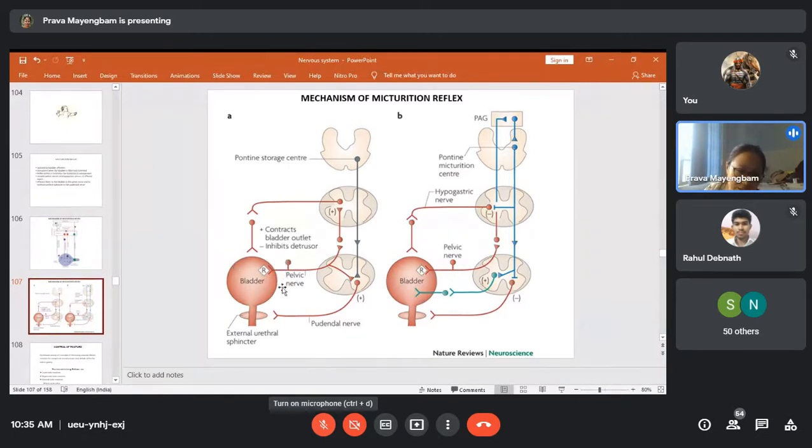Due to that, it inhibits the detrusor muscle. But when the bladder is filled with urine, through the activation of the hypogastric nerve, the bladder contracts and the pudendal nerve is inhibited. By this time, the urinary bladder contracts and the sphincter relaxes and the urine passes. And the sensation, that signal, comes from the pontine micturition center.